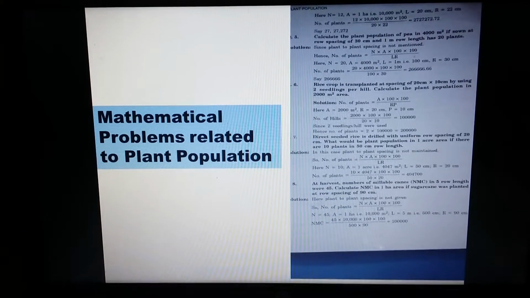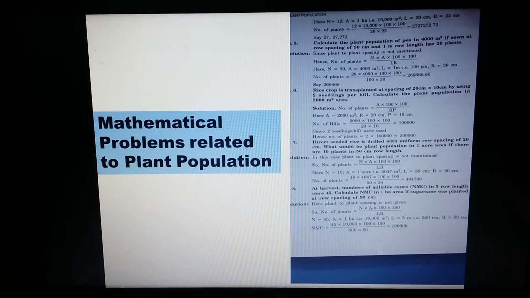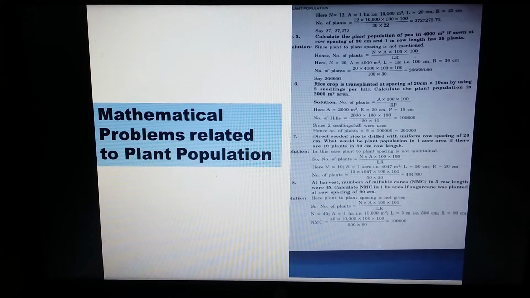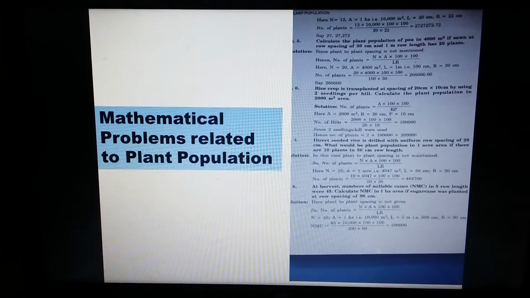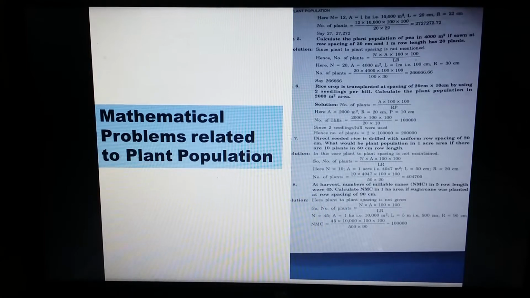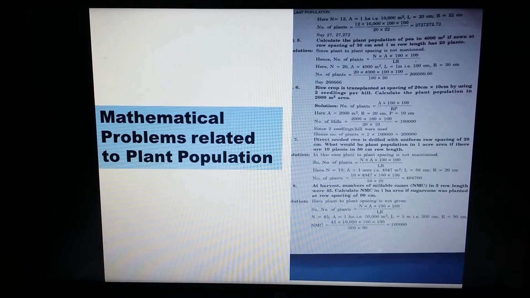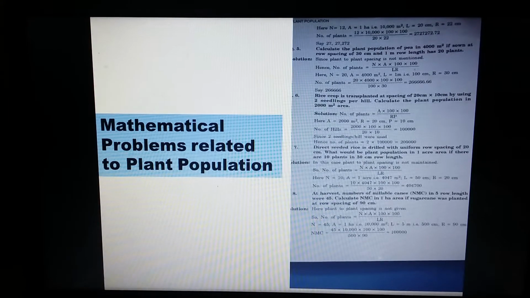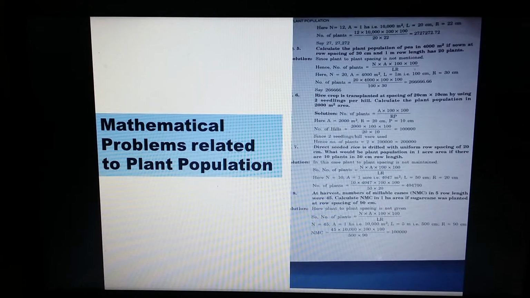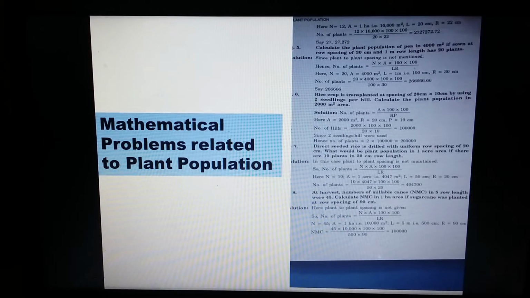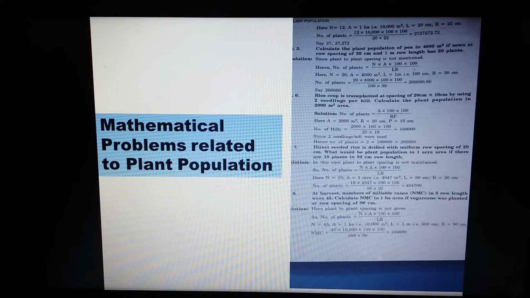What is question number 7? Direct seeded rice is drilled with uniform row spacing of 20 centimeter. Then what would be the plant population of 1 acre area if there are 10 plants in 50 centimeter row length? So the plant population equal to N into A into 100 into 100 divided by L into R. So N equal to what? N equal to 10.